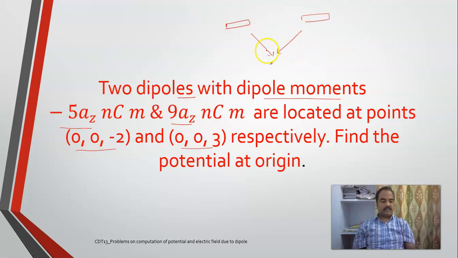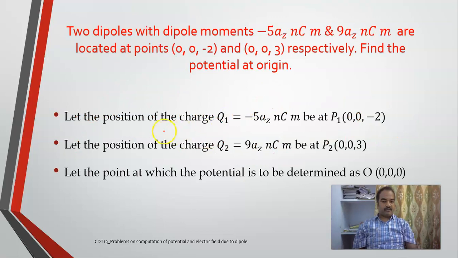What I will be applying? Let us suppose this is V1 and this is V2. Total V is nothing but V1 plus V2, because the potential obeys the superposition theorem. So first of all, let the position of the dipole, sorry, this is not charge, this is dipole. Let the position of dipole 1 be this one, and let the position of dipole 2 be this one.